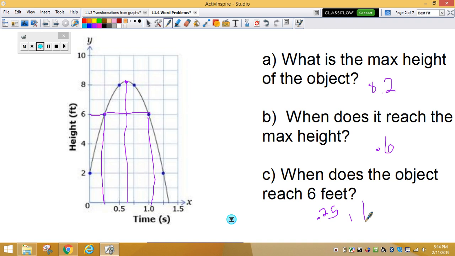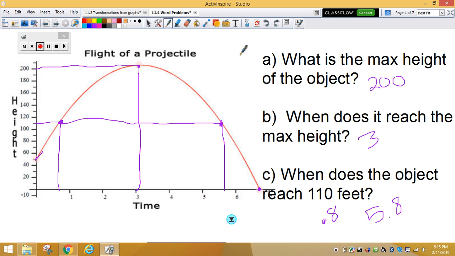Let's talk, because you'll have some problems, I know. What if I said, how long was the object in the air? So here's where it got launched. It went up, up, up. It went down, down, down. And here's where it landed. So we're looking down here. So it was in the air about 1.4 seconds.